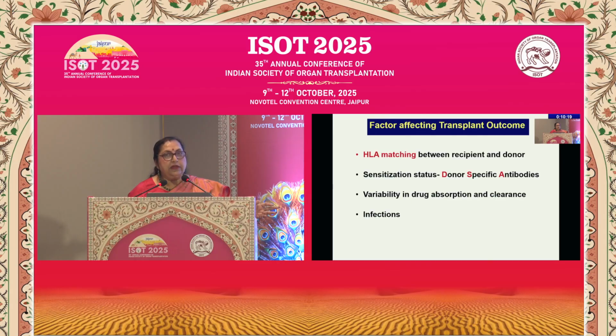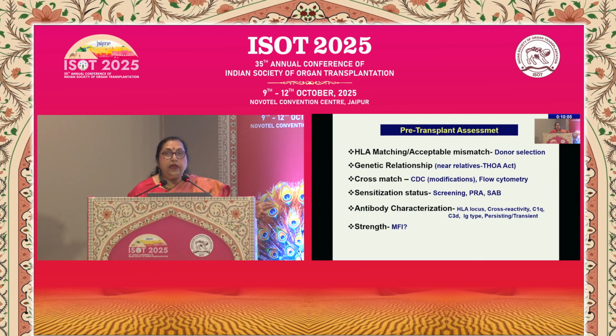Donor-specific antibodies: if the recipients are sensitized, we need to monitor what these antibodies are and characterize them. Human-to-human variability is there in drug absorption and clearance. And in this part of the world, infections are something that we all need to handle no matter what we do. So in any transplant immunology laboratory, what we basically do is find out if there is an HLA match, good. If there isn't, what is acceptable?